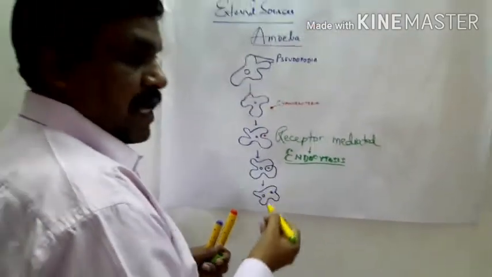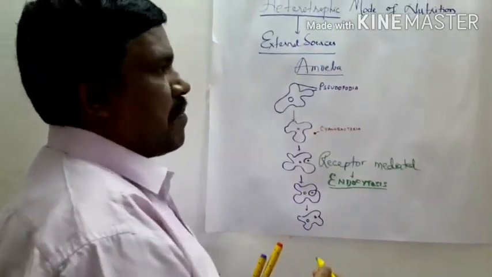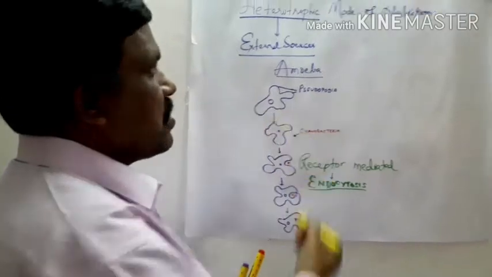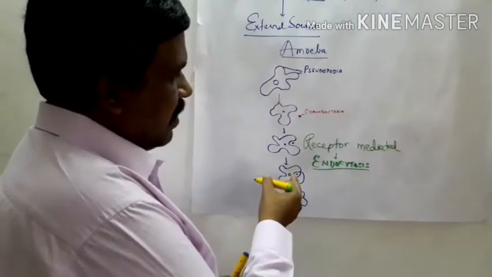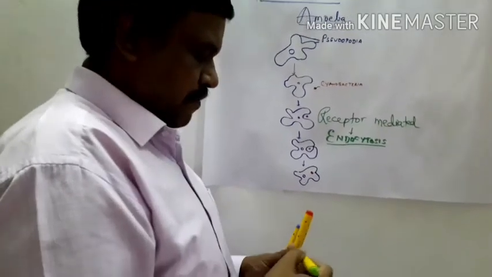How, with the help of the plasma membrane, is this food being taken inside? So this is how the amoeba is taking the food. This is the mode of nutrition that we see in the case of amoeba. So the process is called receptor mediated endocytosis.